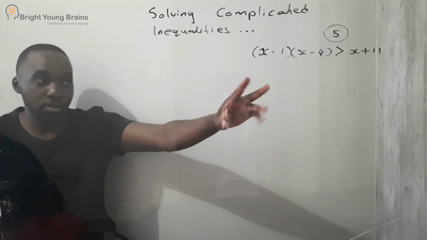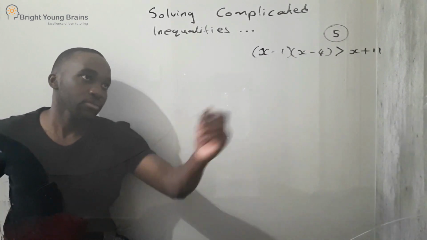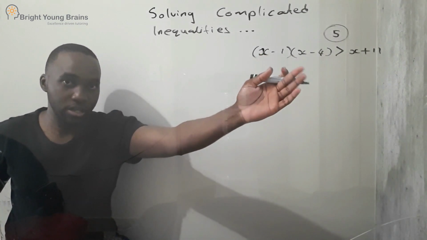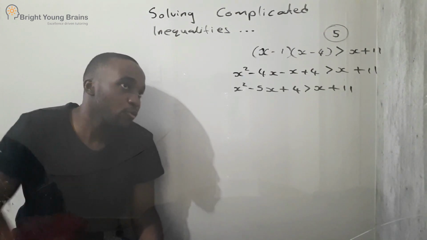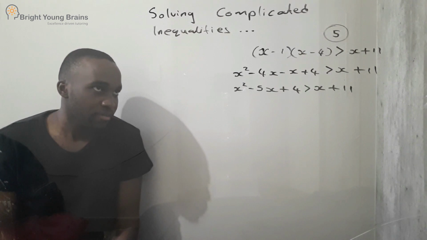So to start off, simplifying this, we just need to FOIL out these two brackets. There we go. So we have FOILed out the left and we have simplified.